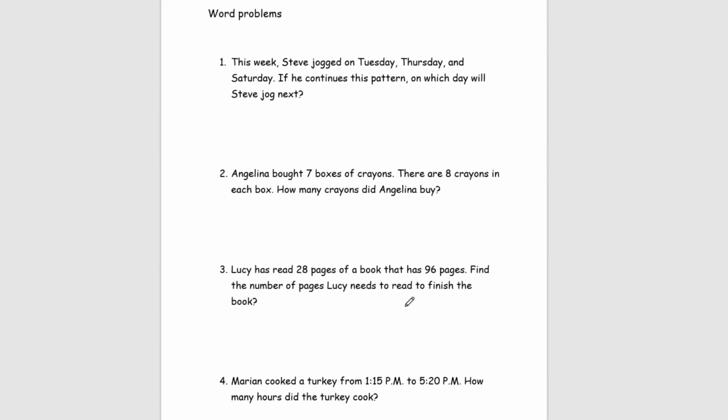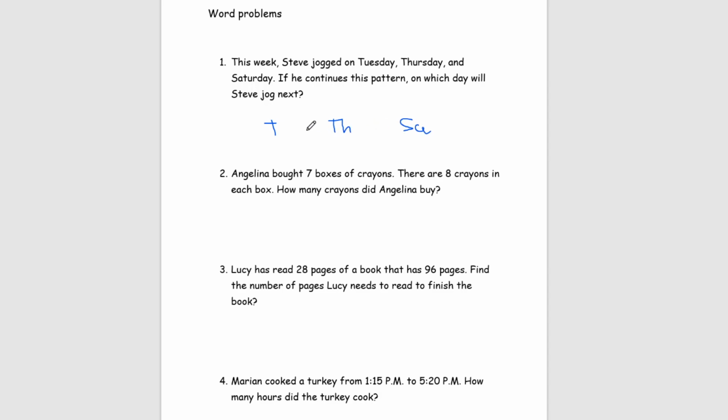For our word problems, we have number 1. This week, Steve jogged on Tuesday, Thursday, and Saturday. If he continues this pattern, on which day will Steve jog next? We already know that Steve jogs Tuesday, Thursday, Saturday. So let's write those down. We have T for Tuesday, TH for Thursday, and SA for Saturday.